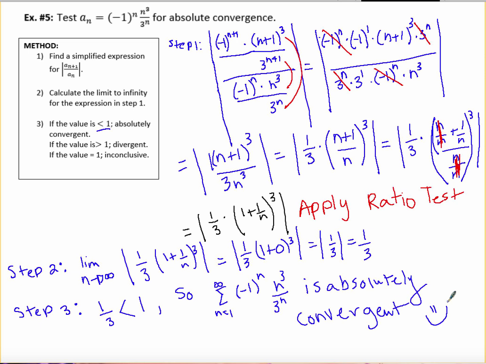The ratio test is especially useful when our a sub n is involving an n factorial or a constant being raised to the nth power. So this one had a constant being raised to the nth power. So that was how I knew the ratio test might be a good way to go. Although I like using the ratio test any chance I get.